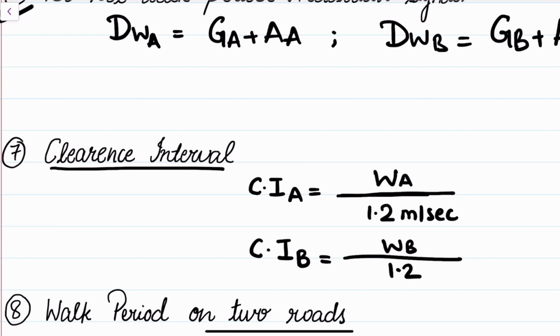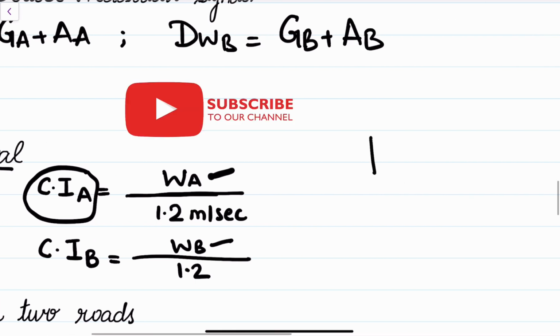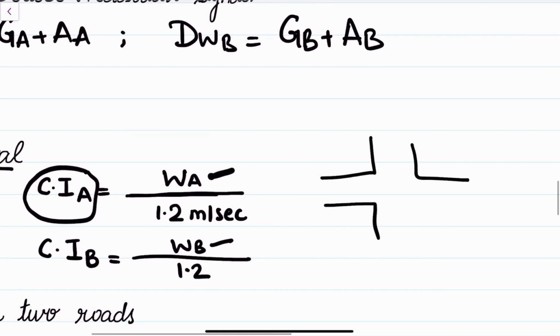So this clearance interval is nothing but a kind of amber time for the respective road. I'll again repeat: the clearance interval you can assume as an amber time for the pedestrian, right? And WA and WB we have discussed at the starting of the video. This is WA if this is road A, and this is WB if this is road B.